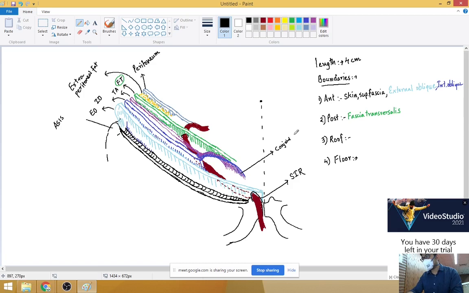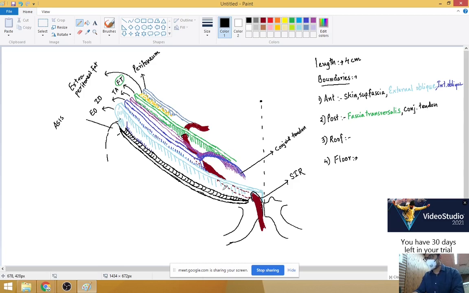What is conjoined here? The internal oblique and the transversus abdominis. So you see this conjoint tendon is also forming the posterior wall, isn't it? So in the posterior wall, conjoint tendon. Where? In the medial half of the canal.